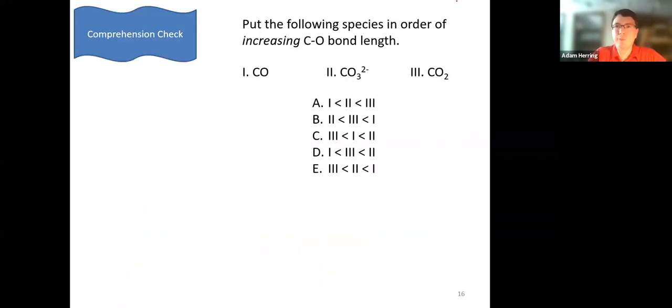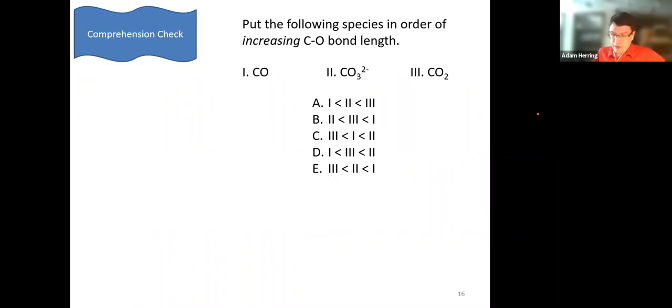All right, so here is a practice problem I'd like you to try. Go ahead and put the following species in order of increasing carbon-oxygen bond length. So pause the video and try this on your own. Welcome back. So how would we do this?